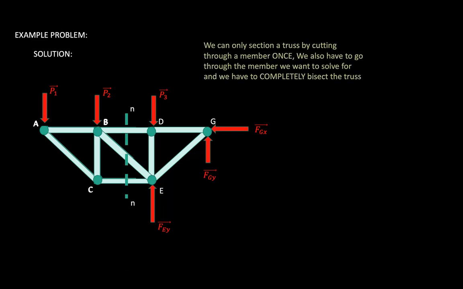So for instance, we can take a cut over here. Notice that we can only go through each member one time. So we have fulfilled that over here because we went through this member one time. This is our member of interest that we want to solve for, so we want to make sure we go through the member we want to solve for. So we already did that. We also went through this member one time and this member one time, and this completely bisects the truss, because all three components are bisected.